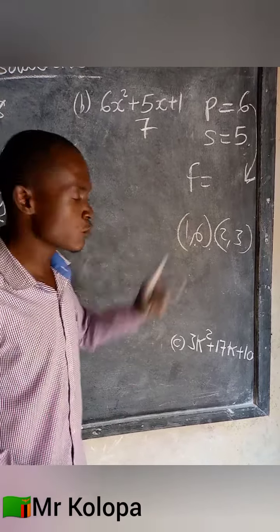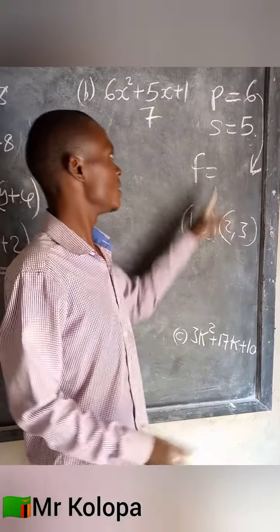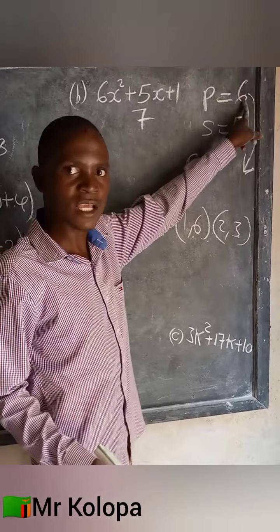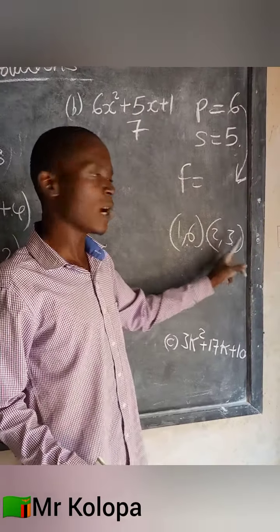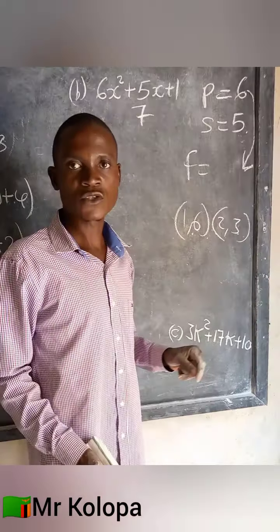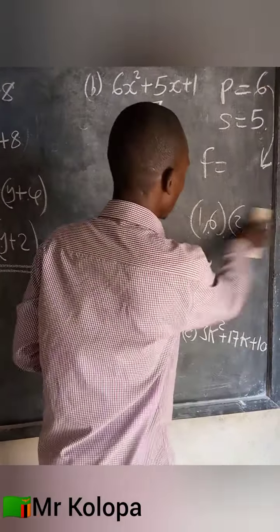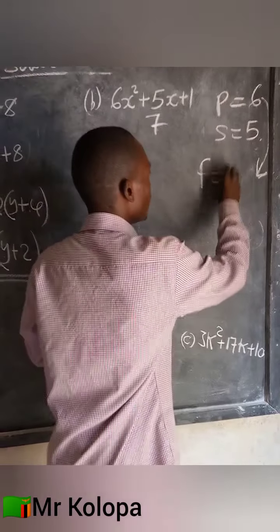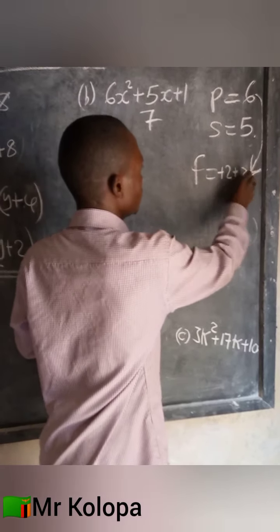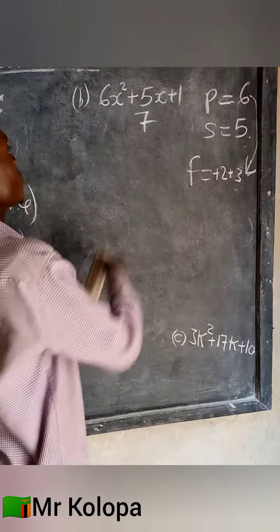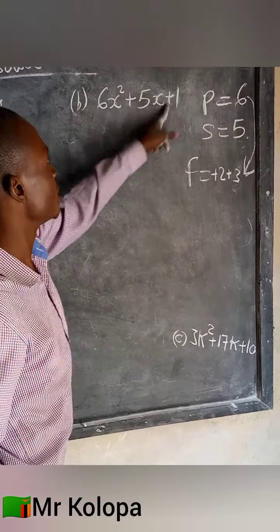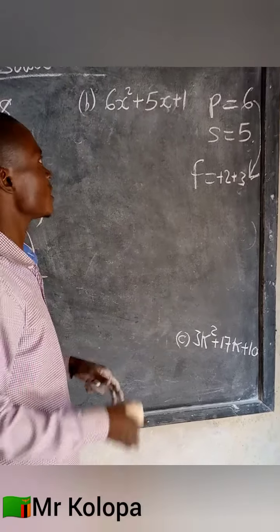So your two factors should obey the two conditions. When you multiply, you should get the product. When you add, you should get the sum. So take note of that. So what am I going to do? I have positive 2 and positive 3. I'm going to substitute them on this B.